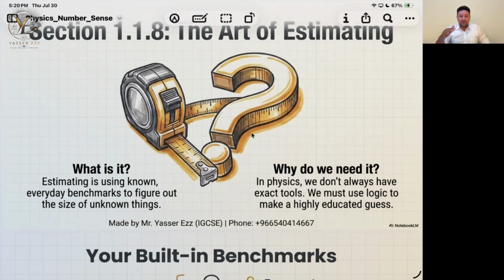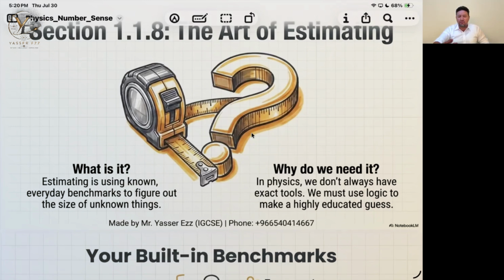Or 1.5 times the height of a person, 1.7 times 1.5, something like this. The length of the room, I can estimate it like this. So we need a reasonable estimation. The mass of 1 kilogram of apples: how many apples are there? Around 5 to 6 apples. So we need to have a reasonable estimation.